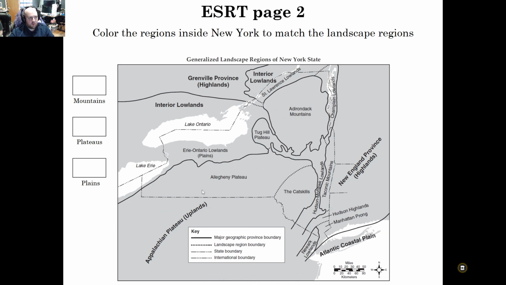Now, if you feel so motivated, you should color this in to match the landscape region. So have a different color for mountains. Let's say you do red, yellow, blue, or red, green, blue, whatever it is, and paint or color in all the areas that match the corresponding landscape region. If you want to do that in your notes, you can, because that way you're not going to mess anything up in your reference table.